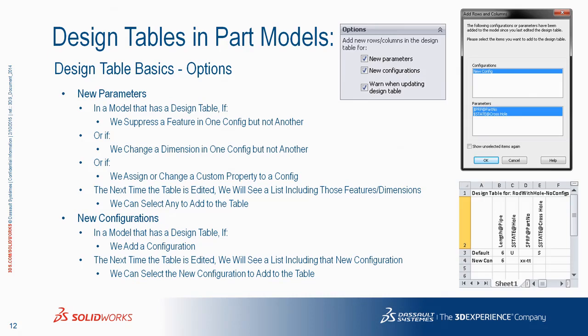For new configurations in a model, we can always add new configurations on our own. We don't have to add those in the design table. We can just right-click, add in a new configuration like we always do, and that will pop up and autofill into the design table for us also.